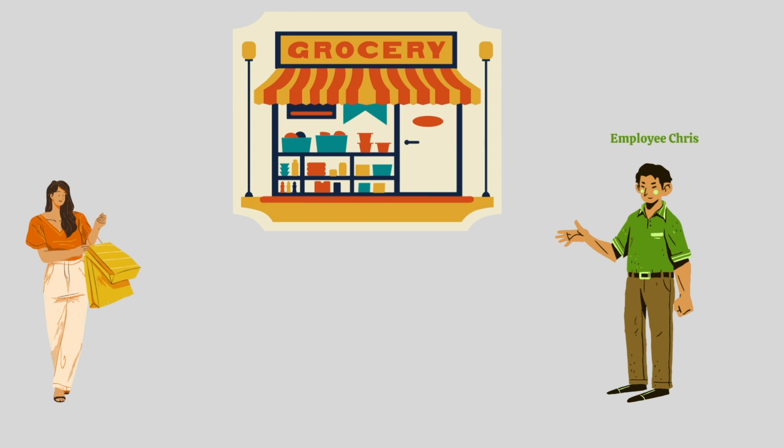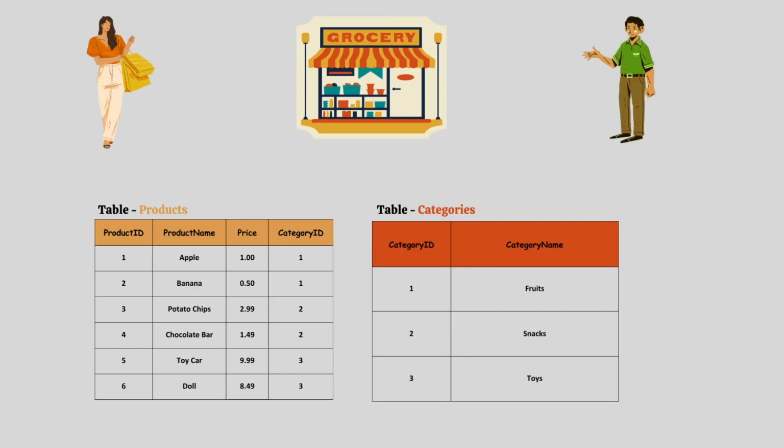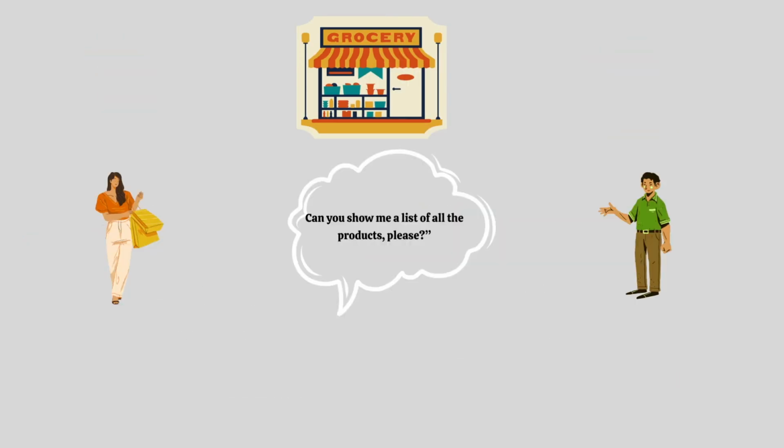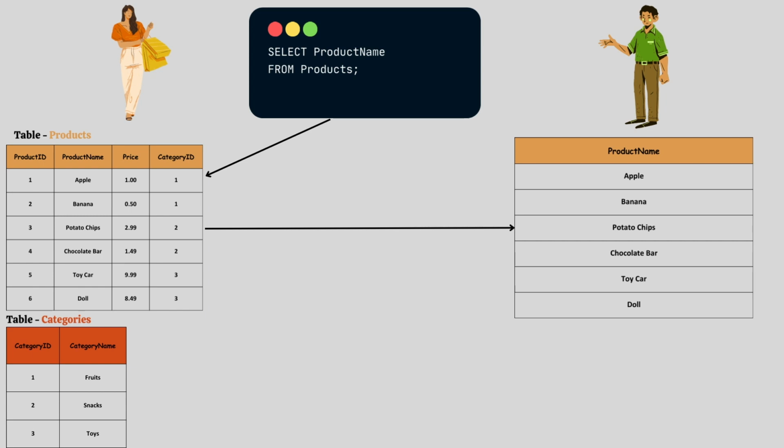So, how do you speak Chris's SQL language? Here are the requests you can make. You enter the store and ask, "Can you show me a list of all the products, please?" So you'll ask Chris SQL to select product name from products table. Chris returned with all the products from the products table exactly how you asked.